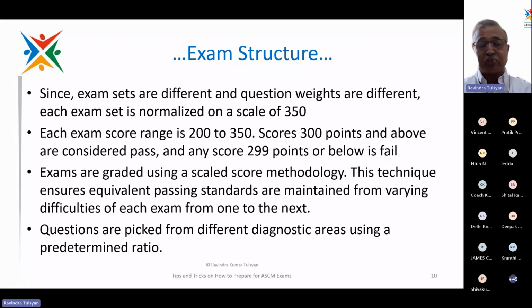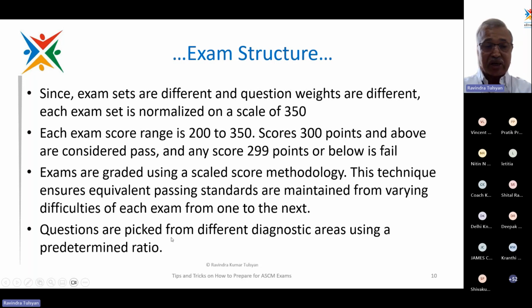Exams are graded using a special methodology called the scaled score methodology. This technique ensures equivalent passing standards are maintained for the varying difficulty of each exam from one to the next. So whether you take the exam in India, Japan, or the USA, or whether you take it now or after 6 months or 1 year, your score should be the same depending on your competency level. That is the whole idea behind this examination. There's a whole lot of science behind it.